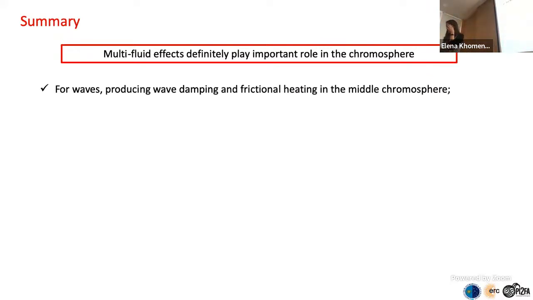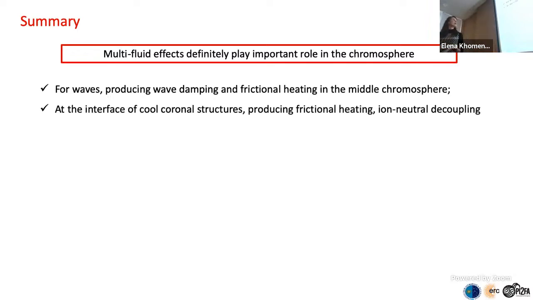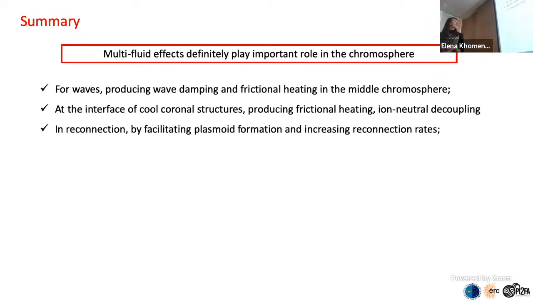So definitely, we conclude that multi-fluid effects are important in the chromosphere, because they're important for waves. They produce wave damping and frictional heating in the middle chromosphere. They are very important in the interface at the borders of the cool coronal structures, also because they produce frictional heating and also ion-neutral decoupling. These effects are very important in reconnection.